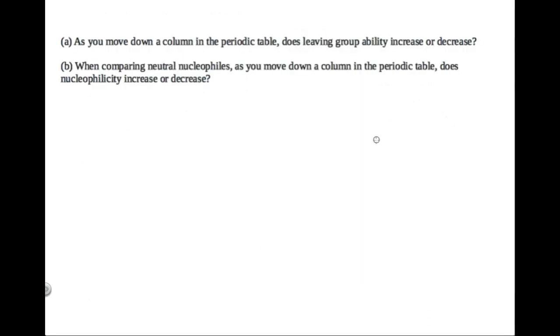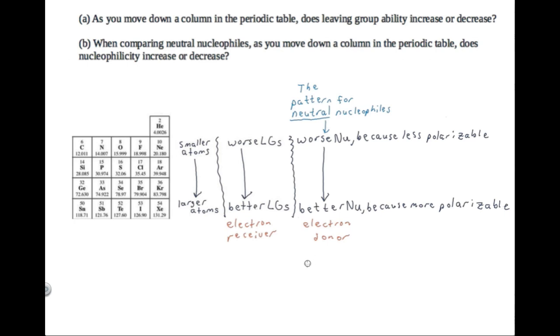Here's a problem to review some of what we've been discussing in this video. Please pause the video and answer both part A and part B for this question. Here's the answer. What we have learned is that the pattern for leaving groups is the same as the pattern for neutral nucleophiles. Leaving group ability increases as you move down a column of the periodic table. And the same thing is true for nucleophile ability for neutral nucleophiles. For neutral nucleophiles, nucleophile ability increases as you move down a column of the periodic table.